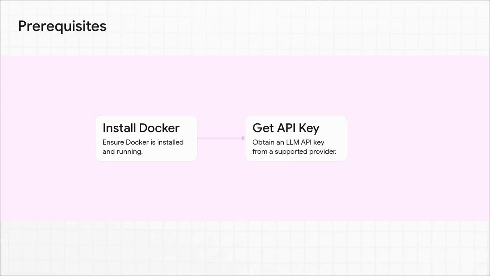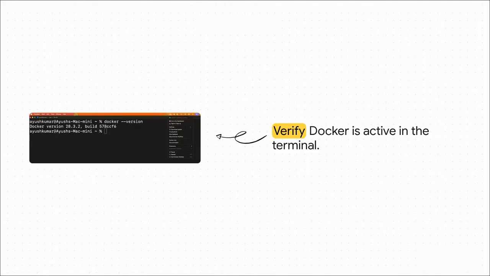First, make sure you have Docker running on your machine. Second, grab an active large language model API key from a supported provider. That's the engine that powers the AI's reasoning. A super quick check in your terminal by typing docker --version will confirm that the Docker engine is active. Once you get that output, you are entirely ready to start pulling down the tools.